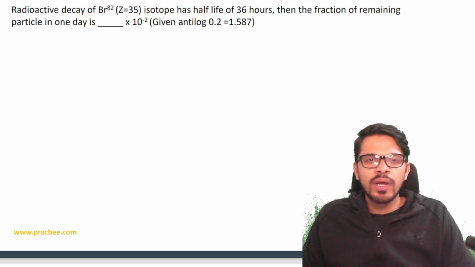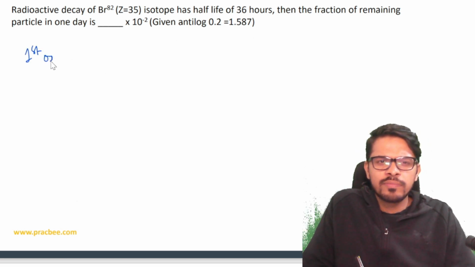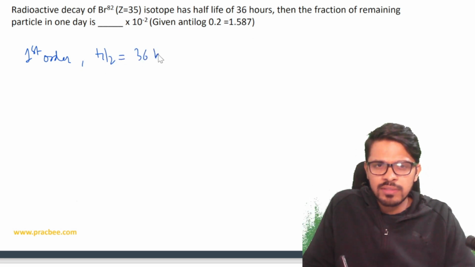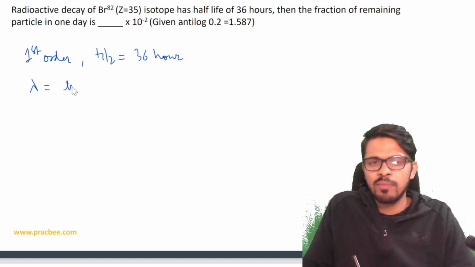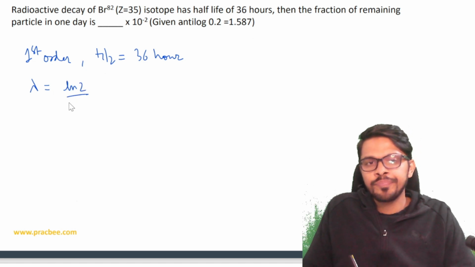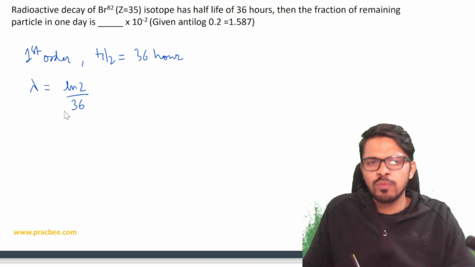It says radioactive decay of Br82 isotope has a half-life of 36 hours. We know every radioactive decay is first order, and it is given that T half is 36 hours. So we know the value of K, or lambda, is ln2 by T half, which is 36. They're asking the fraction of remaining particles in one day.